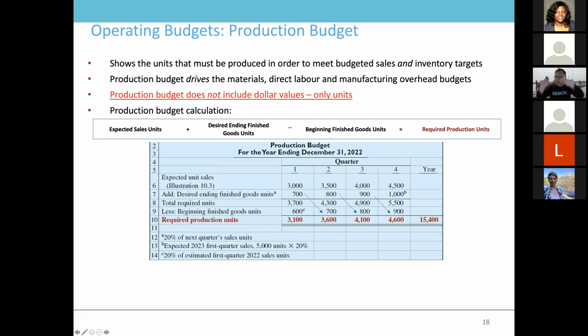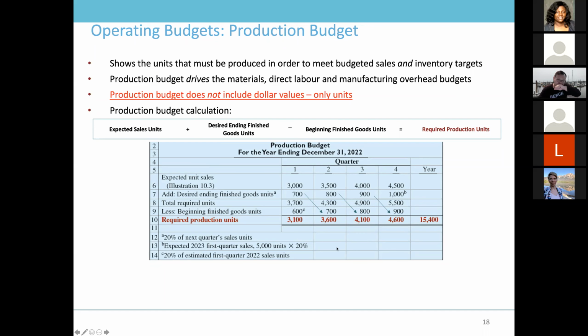So in total, I have to have two numbers. I need the 3,000, which I'm going to sell, and I'm also going to have the 700 left, just to prepare for the next quarter. So together, I need 3,700 units. In the beginning, I have 600. How much do I need to produce? Well, I need 3,700, and in the beginning I only have 600. So in the first quarter, I have to produce 3,100 units.